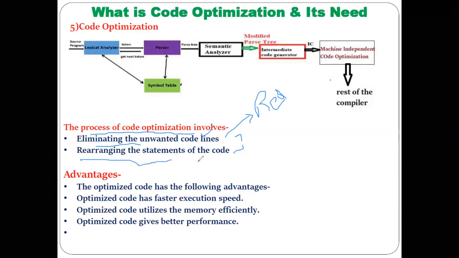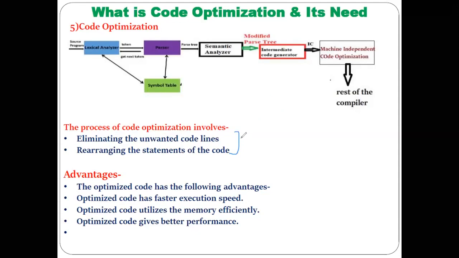Rearranging the statements of the code. Rearranging the statements in the sense of moving some part of the code outside the loop or inside the loop, changing the location of a particular fragment from one location to another, so that the processing speed of that program can be improved. Understood? So with the help of these two activities, the code optimization can be done. These activities are divided into different code optimization techniques that we are going to see in the next part of this topic.